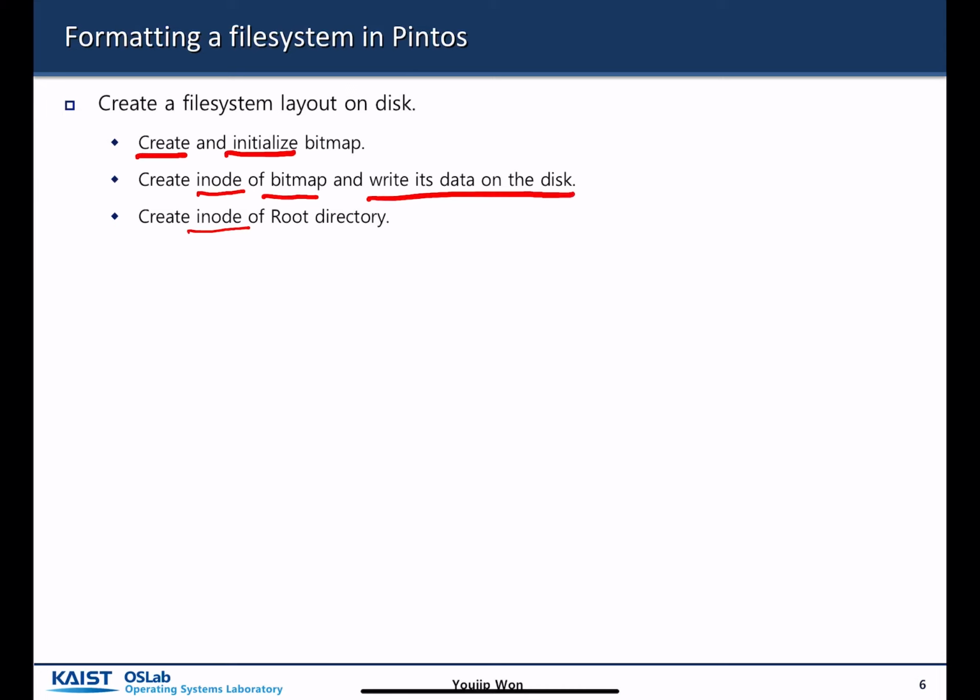Okay, there are 3 steps. The first step: create and initialize the bitmap. The second step: create the inode for the bitmap and write its data on the disk. The third step: create the inode of the root directory. Step 1, step 2, and step 3.